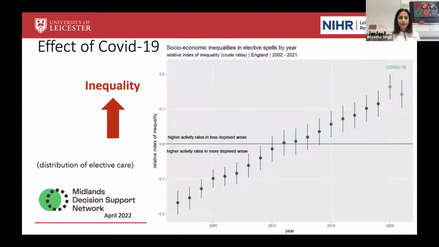There is evidence, of course, to support that COVID has had an impact on health inequalities and possibly worsened health inequalities. And this is just one report published by the Midlands Decision Support Network looking at elective spells in England. And essentially, if you're at 0, there's no health inequality. If you're above 0 on the y-axis, there is greater health inequality in the less deprived areas. And as you can see, gradually over time, the health inequalities have increased and COVID seemed to have impacted it even worse.